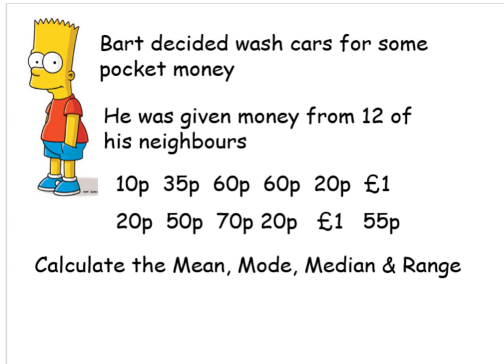Another one about Bart. So this time Bart was washing some cars for some pocket money. He was given money from 12 of his neighbours. Now, very misrepresentation, quite out-of-date numbers, but it does the job. So we're going to take these values of money and we're going to calculate the mean, mode, median and range again. Now what I'm going to do is on my next slide I'm actually going to put them in order. They need to be in order for me to get the median, so I may as well put them out in order first.